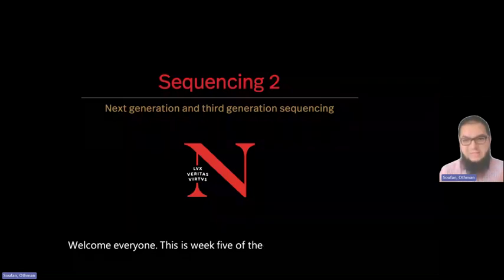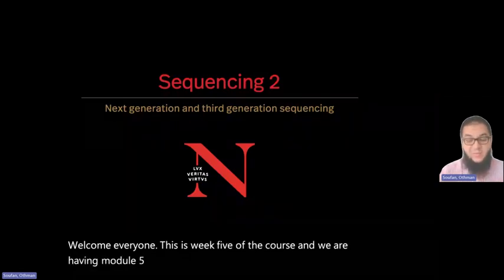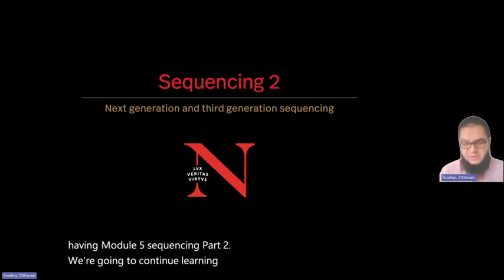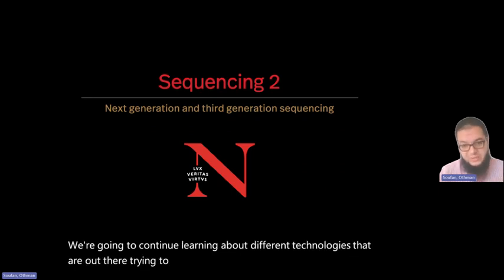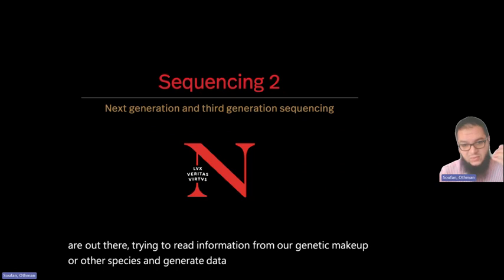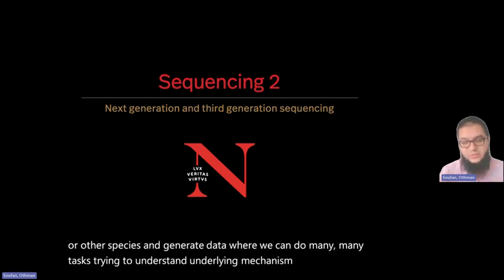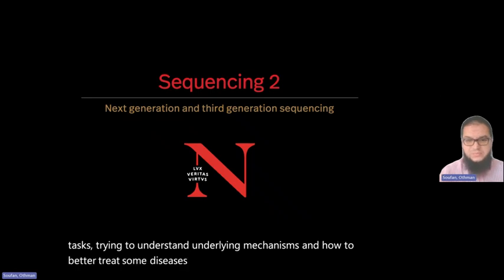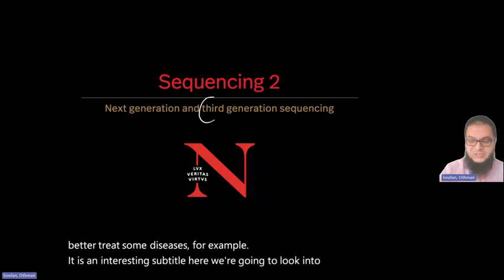Everyone, this is week 5 of the course, and we are having module 5, sequencing part 2. We're going to continue learning about different technologies that are out there trying to read information from our genetic makeup or other species and generate data where we can do many tasks trying to understand the underlying mechanisms and how to better treat some diseases, for example. It is an interesting subtitle here. We're going to look into third generation sequencing.